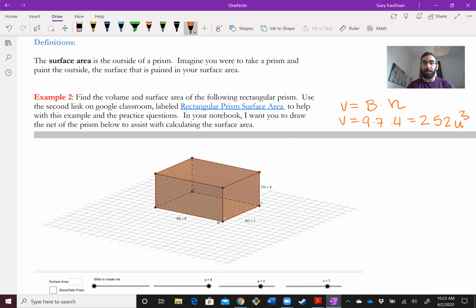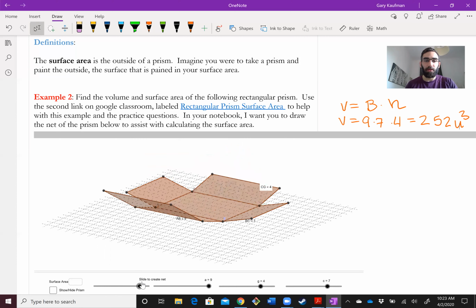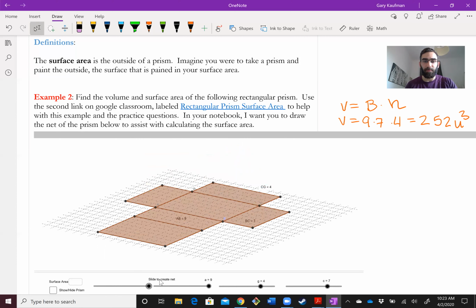Now this is where it becomes challenging. The surface area is the area of each individual side. Well, there's 6 sides. The reason why I'm having you use this link is this slider, to slide to create the net. As I move it, it opens it up and places it down. So now we can see the net. You should be familiar with the net from last year. And I want you to draw the net of every rectangular prism you do.